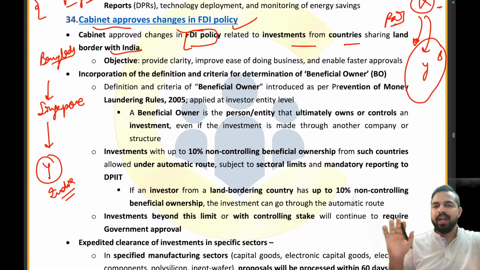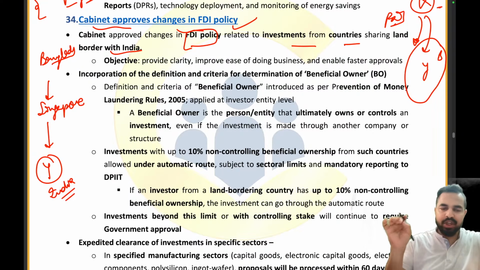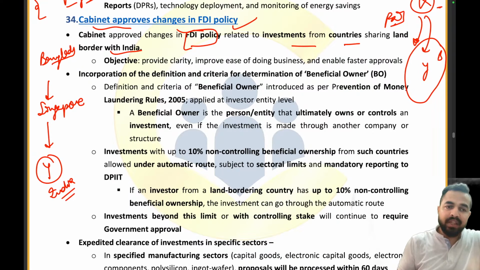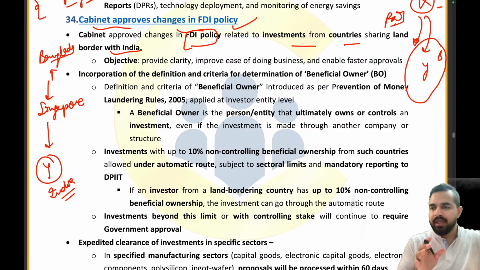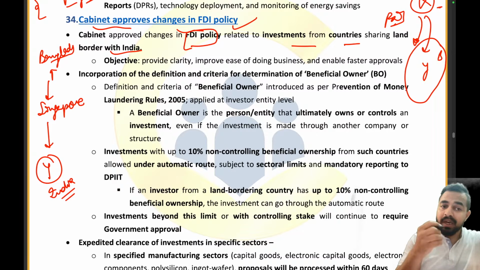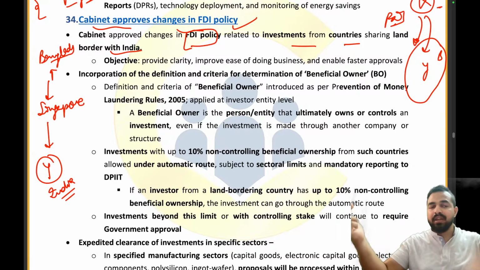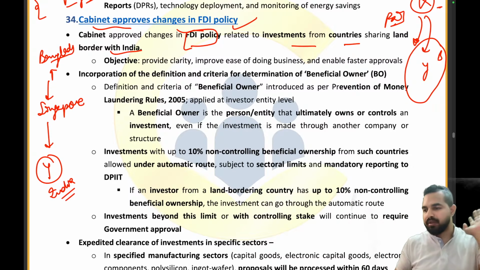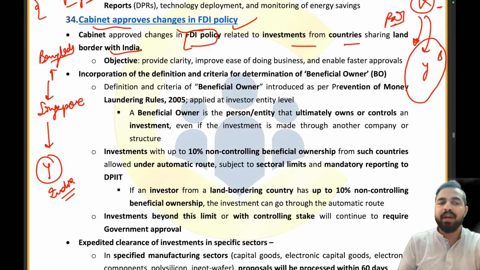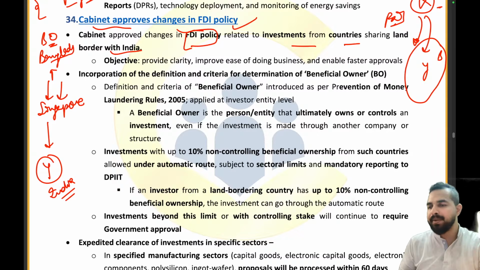So Bangladesh is sharing a land border with India, right? The person is from Bangladesh. So in that particular role, what is there? The government was earlier doing a lot of scrutiny before the company could get the investment from that person, because that person from Bangladesh is the beneficial owner, because he has the control in that Singapore company. He is the official owner of the company in Singapore, and he is investing in company Y in India. So this happens a lot of times, right?